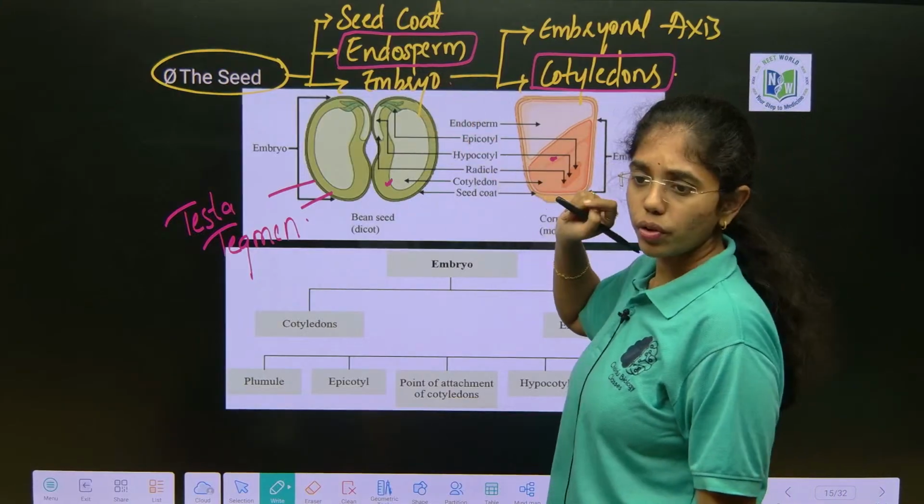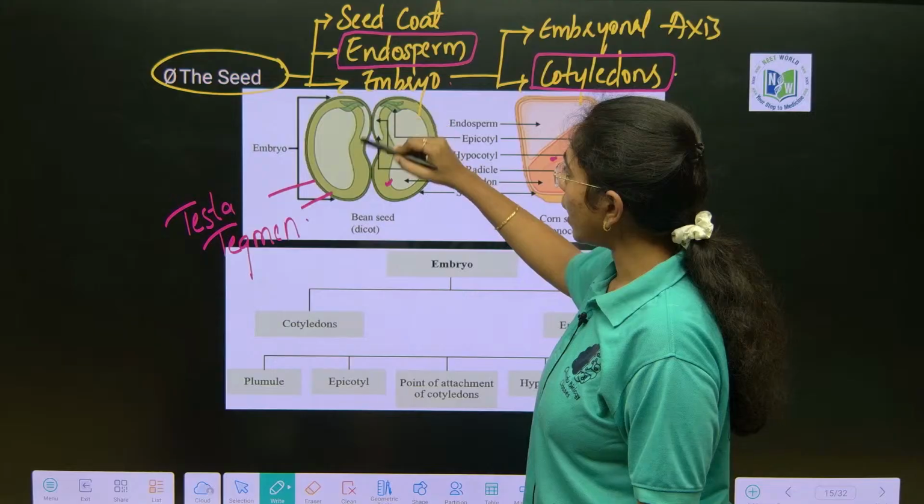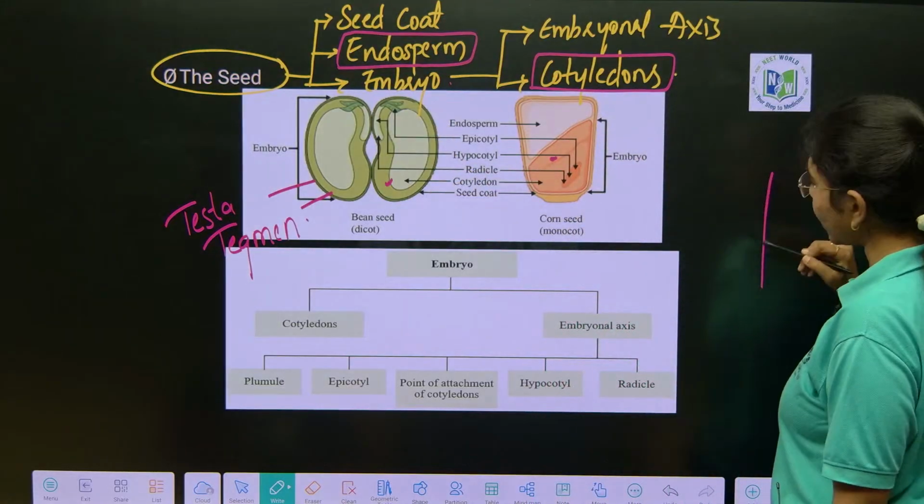Next is embryo. Okay, if you take a dicot seed, the embryo will have what? Embryonal axis at the center.